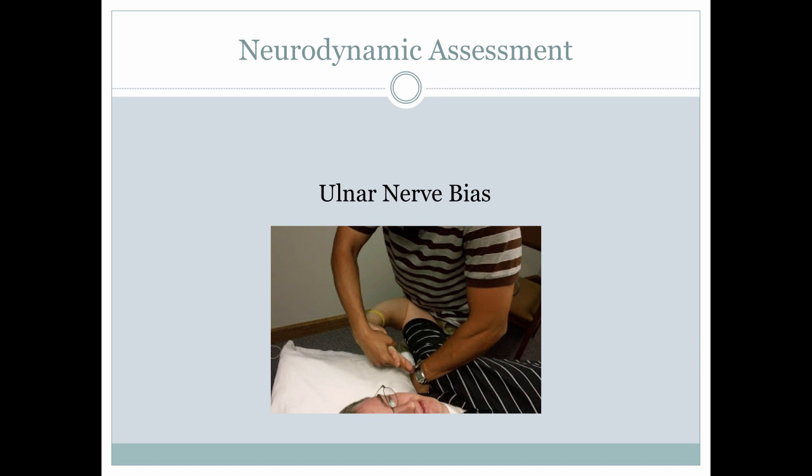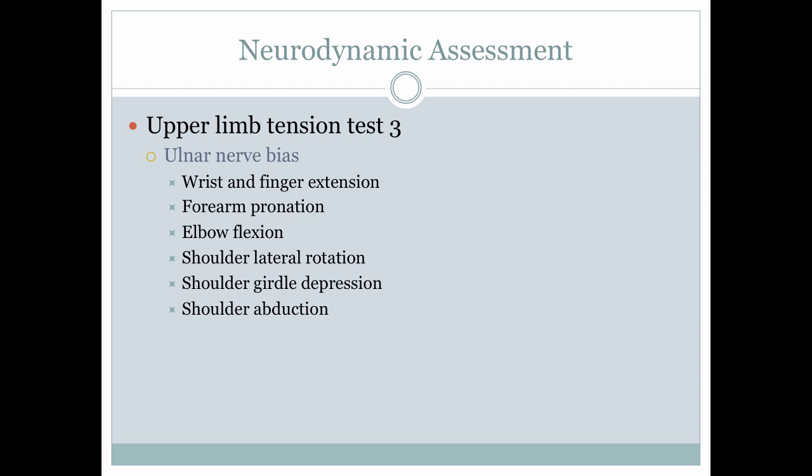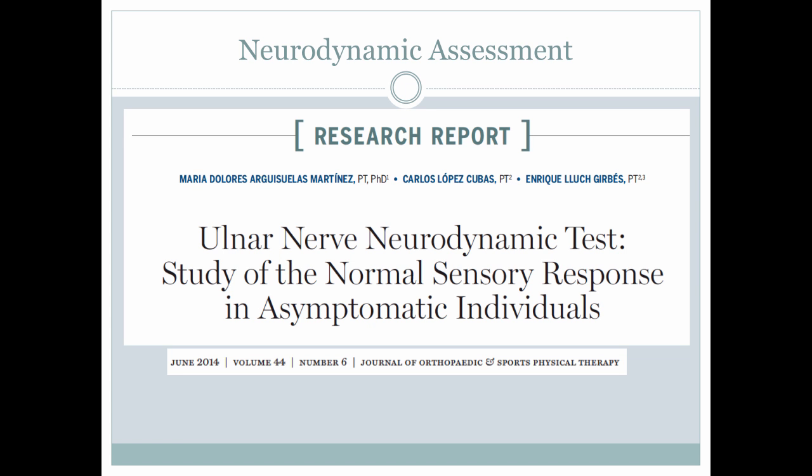Okay, so moving on to our final nerve. We have 2 more studies that we'll look at, but this is the final one that looks at just one single nerve. So we're going to talk about the ulnar nerve bias test. This is upper limb tension test 3. There you can see the positions that we're going to put the upper extremity in to perform this test. And we're going to use a study by Martinez et al.